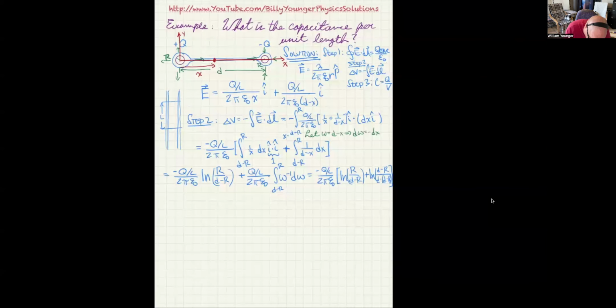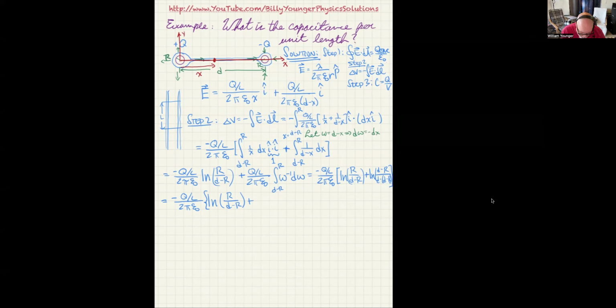So I can go ahead and write this as negative q over L. Again, that's just our stand-in for lambda over 2 pi epsilon naught times, and I'm going to put this in brackets, the natural log of r over d minus r plus the natural log of, now hold on a second here, I want to make sure I haven't lost a sign.